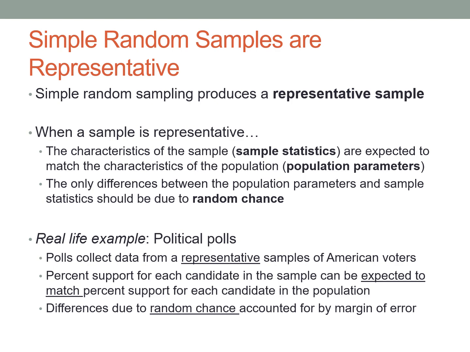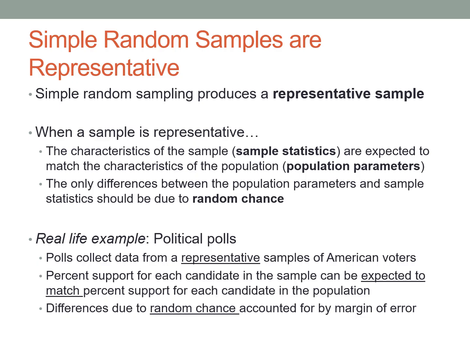This allows us to account for random chance using statistical methods, and this is reflected in the margin of error that we often see when poll results are reported. If you look at a result from a poll, you'll see 60% of members of the poll support candidate A with a margin of error of plus or minus 3%. And this margin of error that you've probably seen before is in fact a statistical method for accounting for the random chance that creates differences between sample statistics and population parameters.